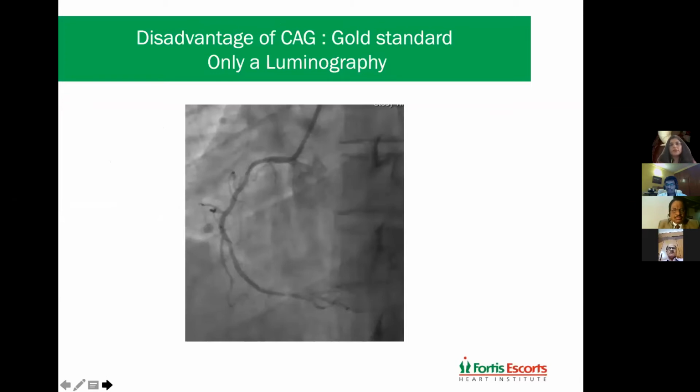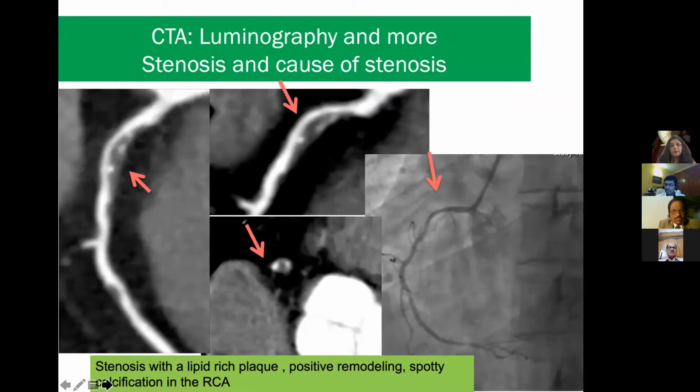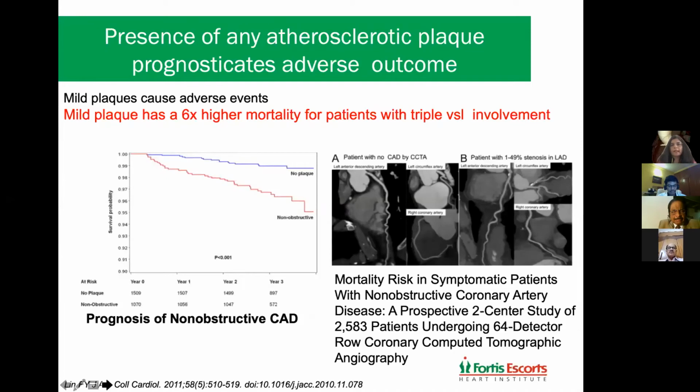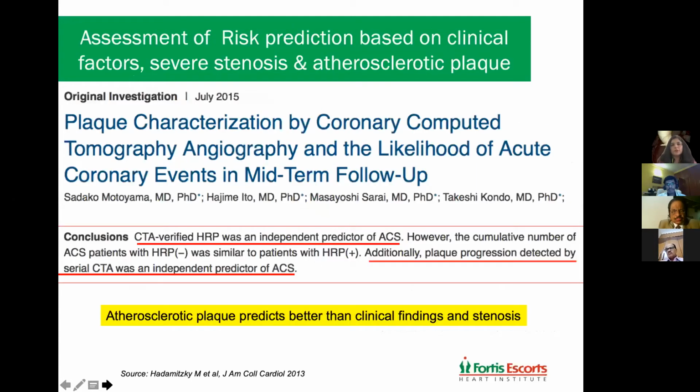The disadvantage of CAG is that it is the gold standard, but it's only a luminography. So it's not really going to show you the plaque in this manner. Whereas CTA gives you the luminography and more. It shows us the stenosis and also the cause of the stenosis. And the presence of any atherosclerotic plaque actually prognosticates adverse outcome. So even a mild plaque may have 6 times higher mortality for patients with triple vessel disease. And in fact, these plaques predict better than all clinical findings and stenosis.